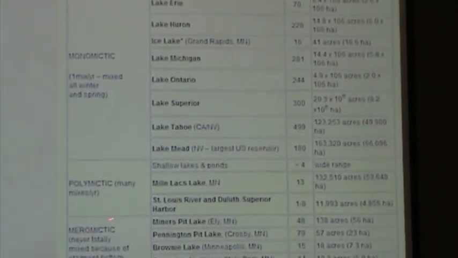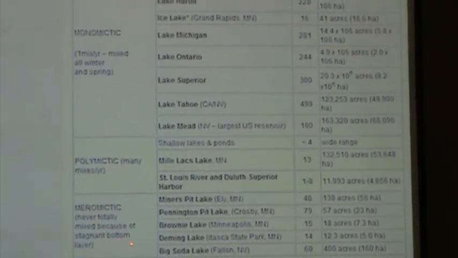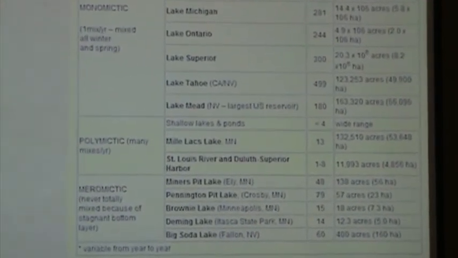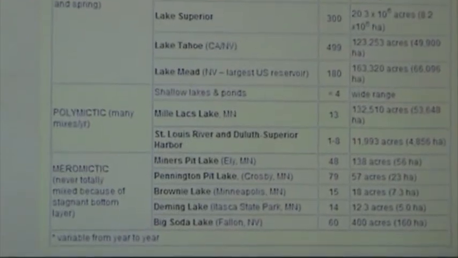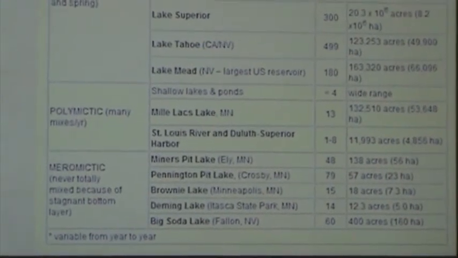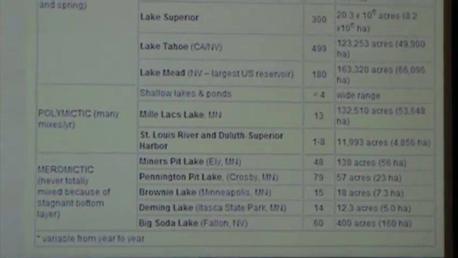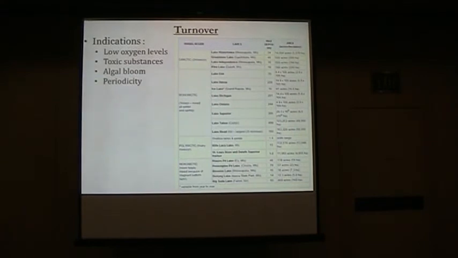And this is one that we tend to try to focus on, meromictic lakes, which even though they mix, they don't mix completely, because of either the morphology of the lake, they might have a very deep basin, or just the overall depth of the lake. So I thought this was an important thing to bring up as well.